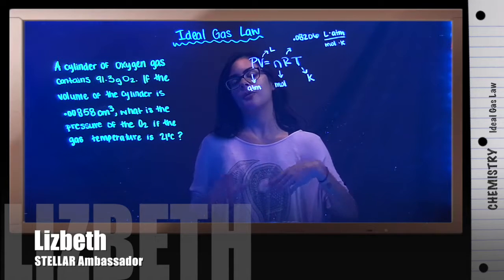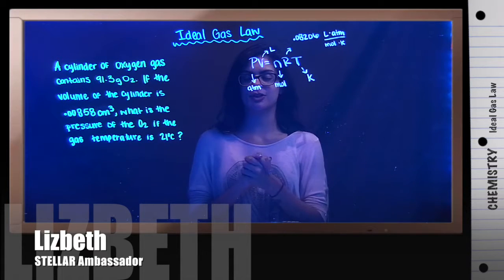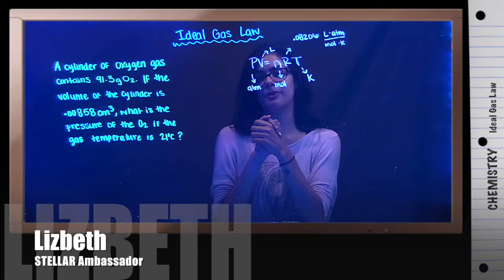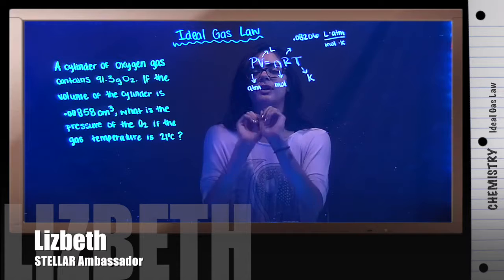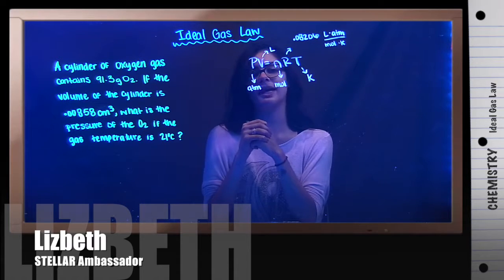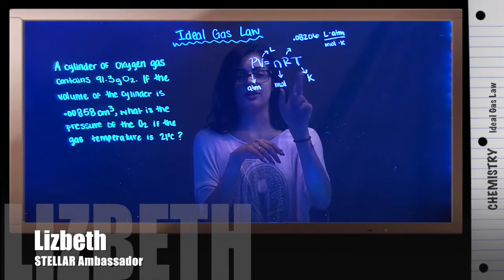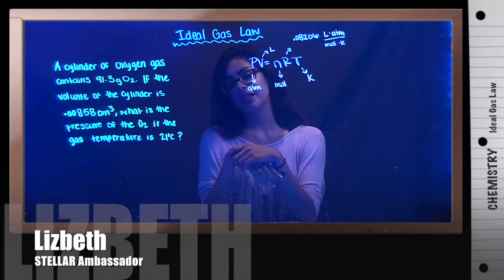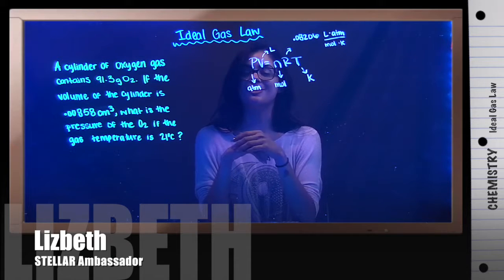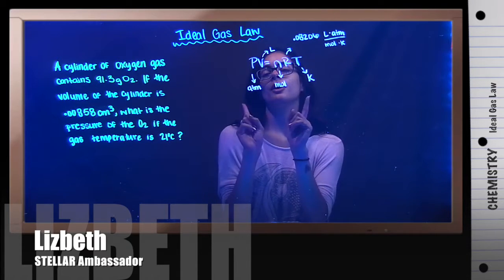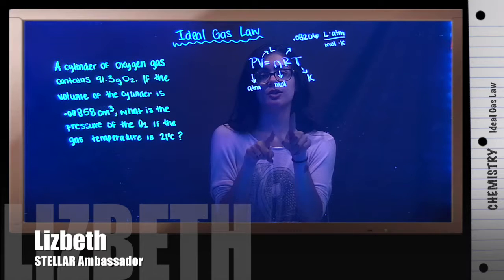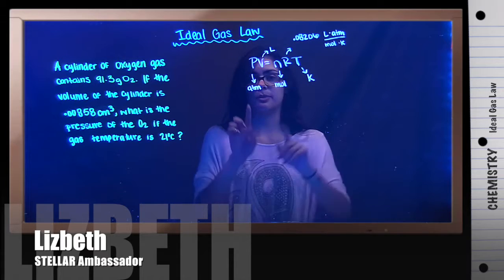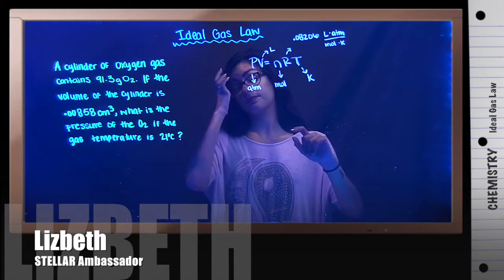So let's talk about directly proportional or inversely proportional. If they're on the same side of the equation, they're going to be inversely proportional. So pressure and volume here are inversely proportional because they're being multiplied, as well as your moles and your temperature. If they're on opposite sides of the equation, they're going to be directly proportional. So pressure and temperature are directly proportional. So are volume and temperature, pressure and moles, volume and moles.